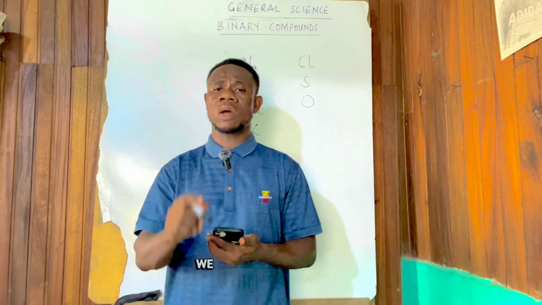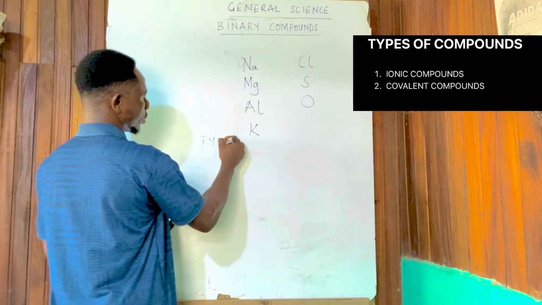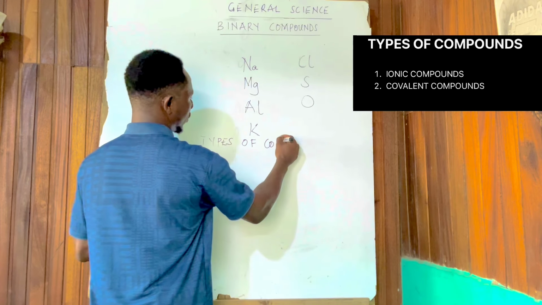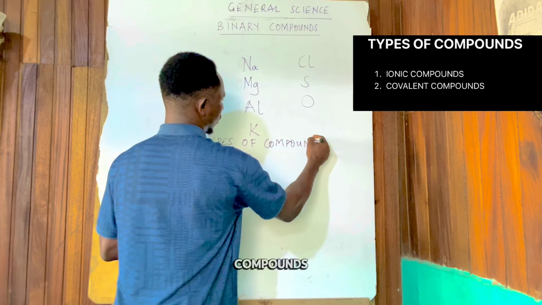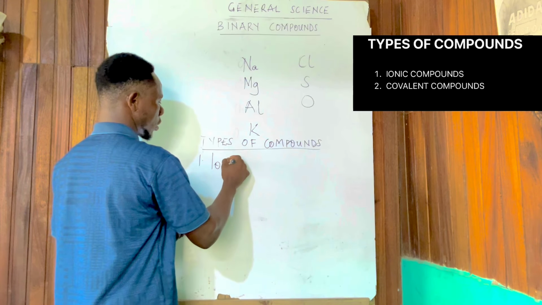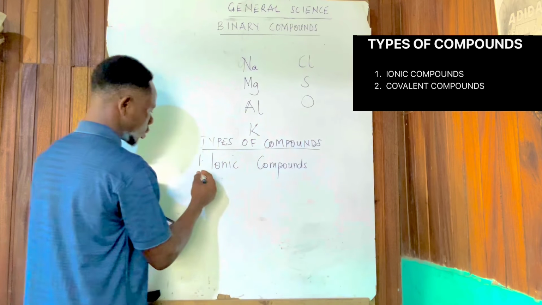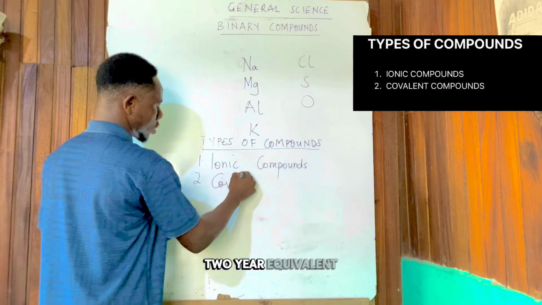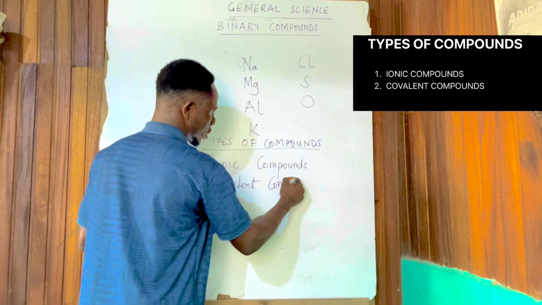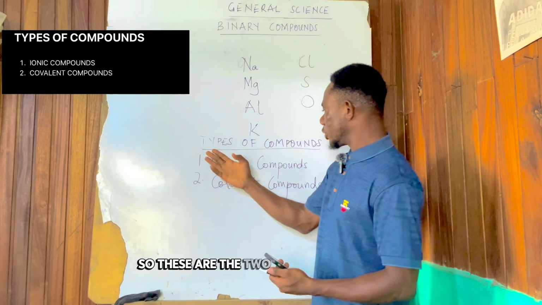We have, one, ionic compounds. Two, we have covalent compounds. So these are the two types of compounds. We have ionic compounds and covalent compounds. So let's take these types one by one.